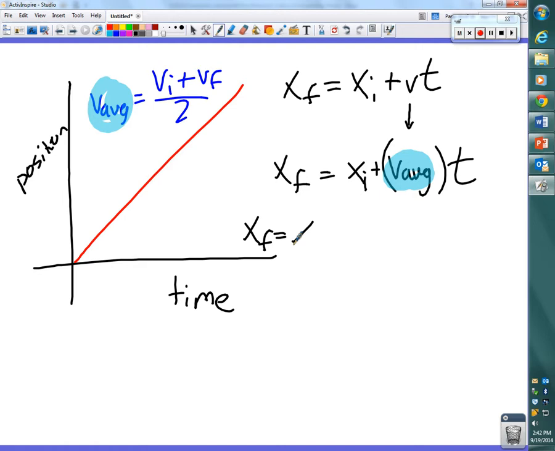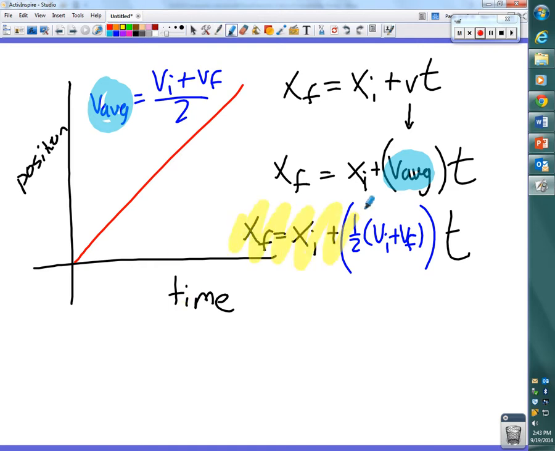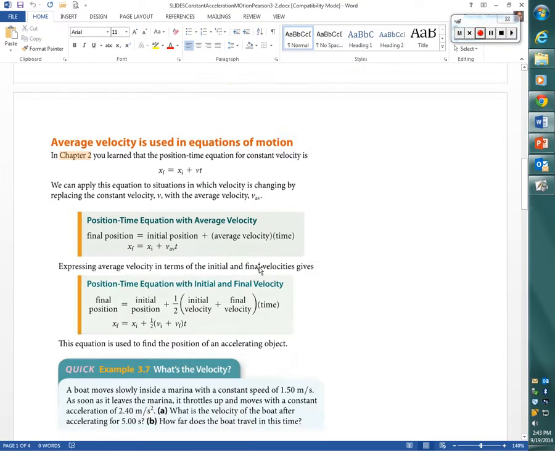x final equals x initial plus 1/2 (v initial plus v final) times t. That makes sense? How I got to that? Right. This expression right here gives us our second kinematic equation, which shows up at the top of page 2 of your packet.